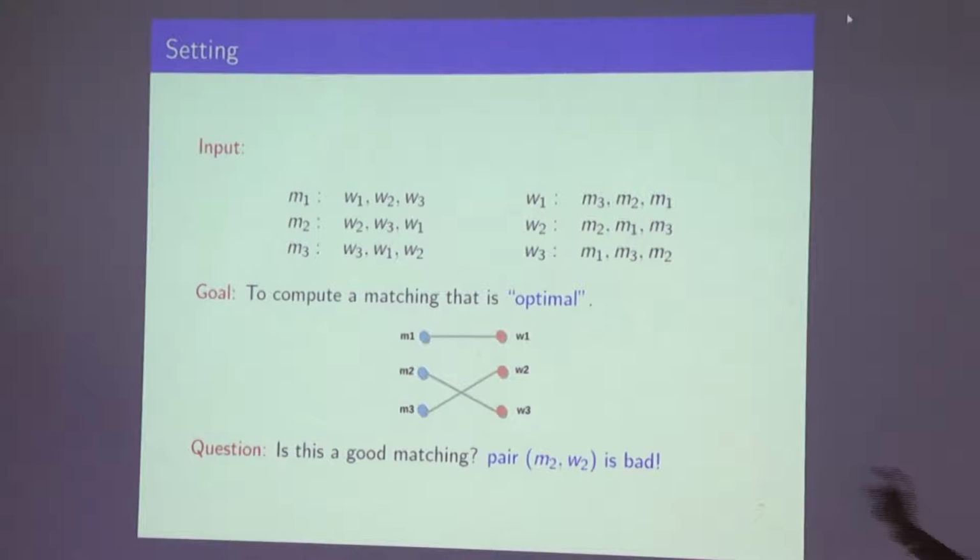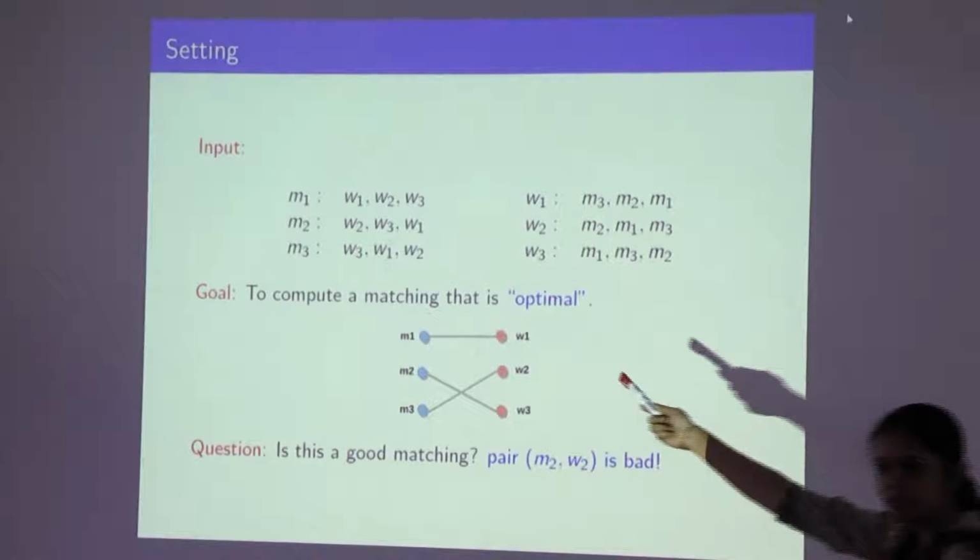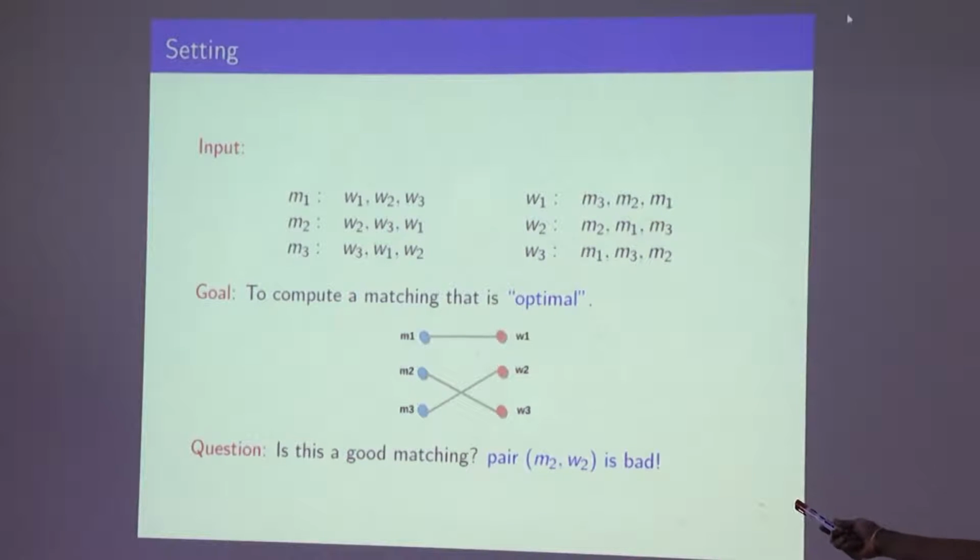But if you look at M3W3, which is also not an assigned pair, let's ask, is this also a bad pair? M3, from his side, certainly would like to move, because W3 is the first choice for him. But let's ask W3. Does she want to move? Is it an unstable pair? Yes. So there are indeed more than one unstable pair, but showing that there is one unstable pair is good enough to show that this matching is not a stable matching.